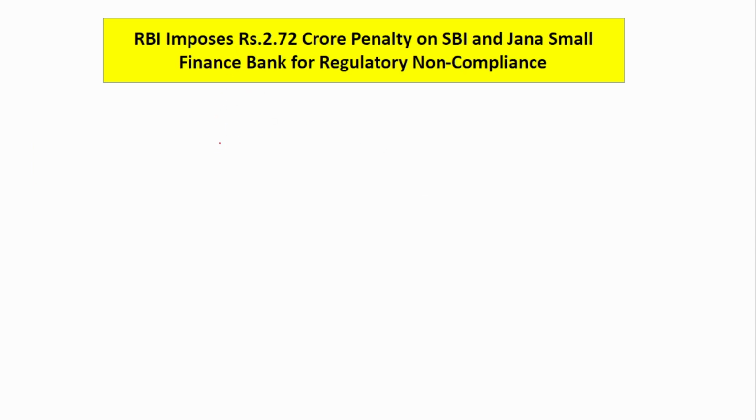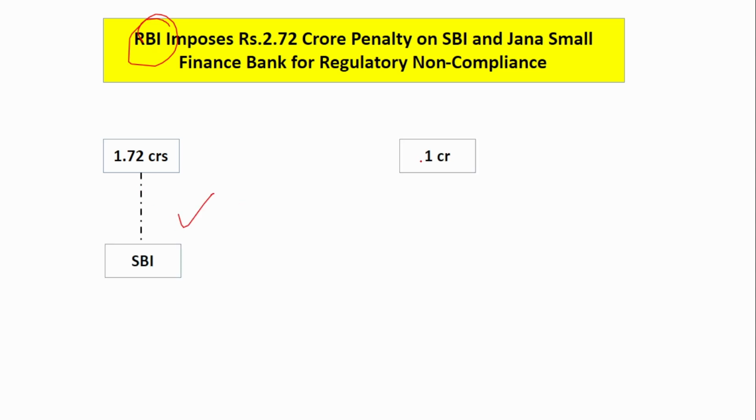Next is the penalty imposed by the Reserve Bank of India. So RBI has imposed a penalty of 1.72 crores on State Bank of India and around 1 crore on Jana Small Finance Bank. Okay, this penalty has been imposed for regulatory non-compliance, for not complying with the rules and regulations of RBI. Right before the exam, at least 3-4 months back, you have to know the penalty amounts imposed by the Reserve Bank of India on the various banks. At least for 3-4 months before the exam, you have to know the data.